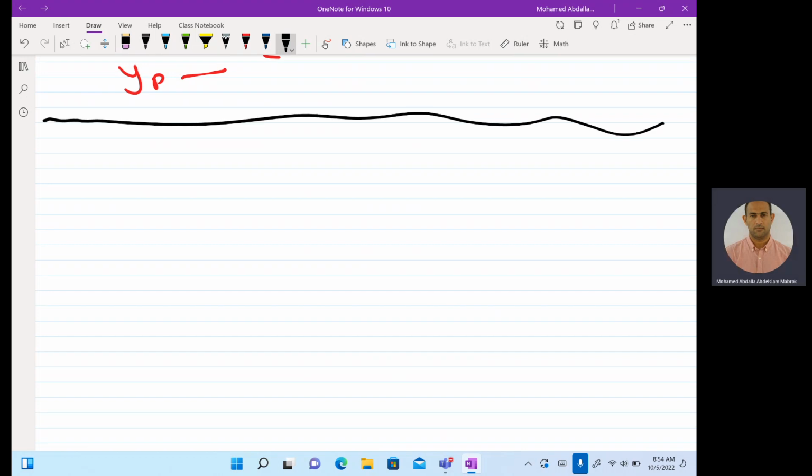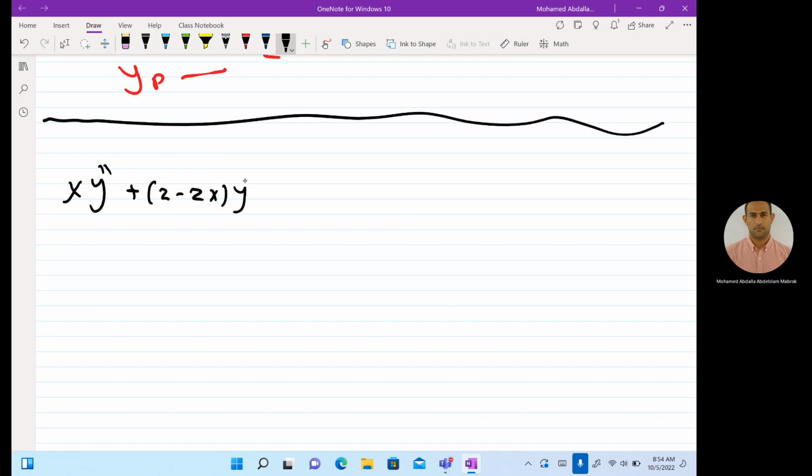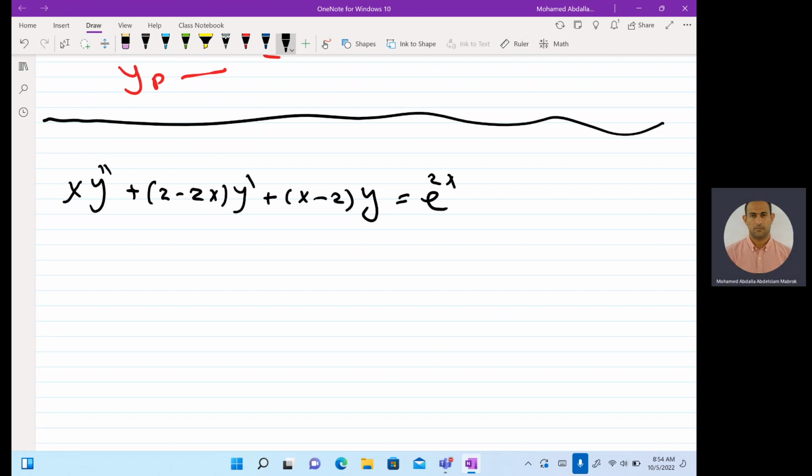So a typical exam question could be something like this. x y double dash plus 2 minus 2x y dash plus x minus 2 y equal e to the power 2x. And here it says y1 equal e to the power x. And it says find the general solution of this differential equation.